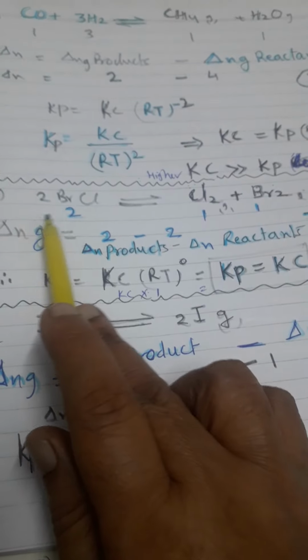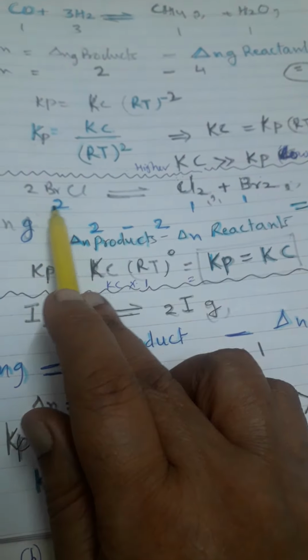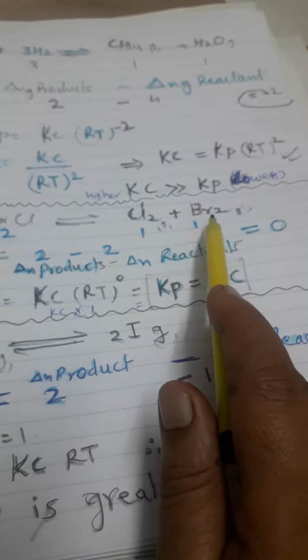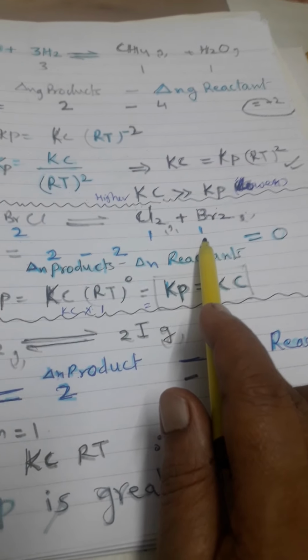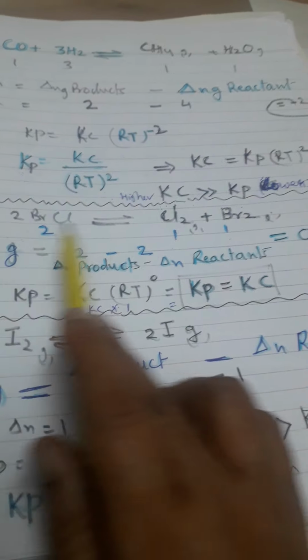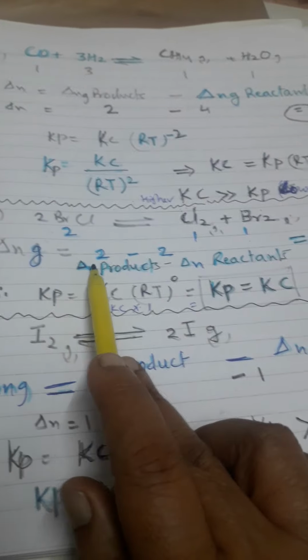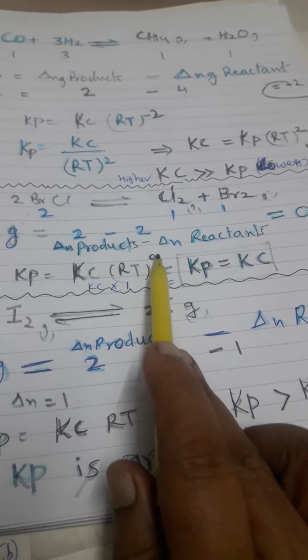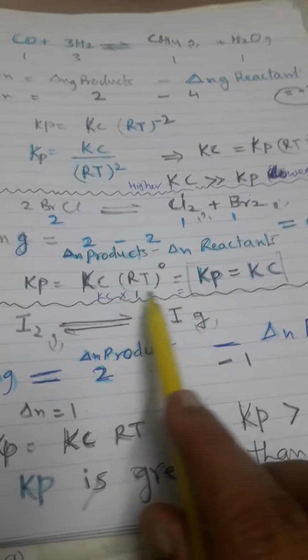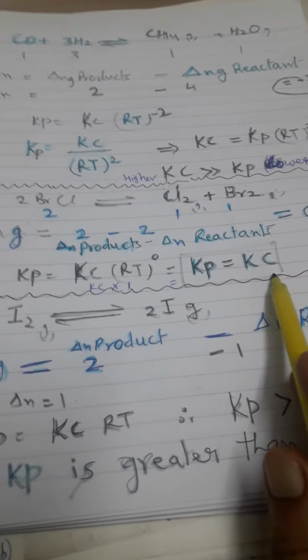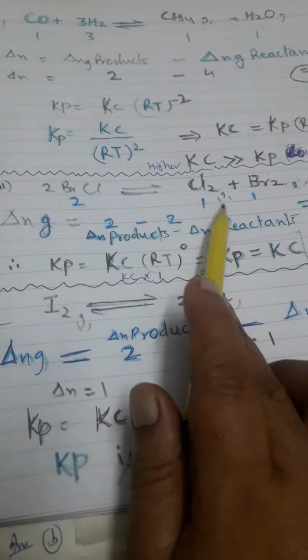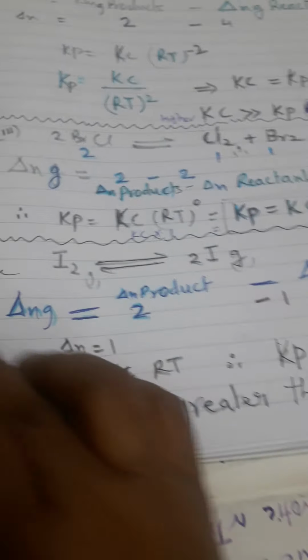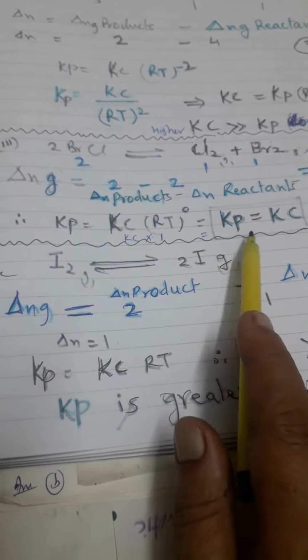Now in this case, BrCl, 2 moles of this we are taking, and 1 plus 1, 2 moles of products are there. So reactants are 2 and products are 2. So Δn will be equal to 0. At that moment, Kp is equal to Kc (RT)^0. Anything to the power 0 is equal to 1. So Kp is equal to Kc. So in this case, when the number of moles of reactant equals the number of moles of product, at that moment Kp will be equal to Kc.